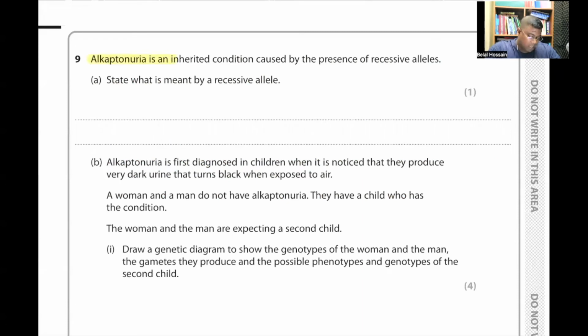Question number 9. Alkaptonuria is an inherited condition caused by the presence of recessive alleles. State what is meant by recessive alleles. So basically, recessive alleles are only expressed when they are homozygous, when both copies of the alleles are present.